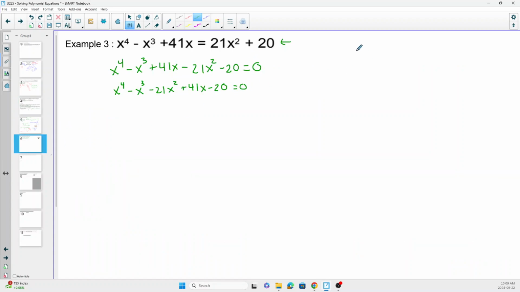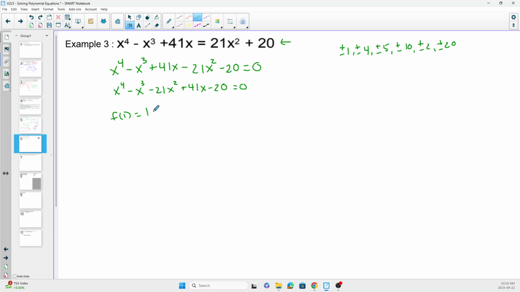Our c value is 20, so we have a lot of possible factors. We have plus or minus 1, plus or minus 2, plus or minus 4, plus or minus 5, plus or minus 10, and plus or minus 20. Any of those would be a good starting point, but to make our lives easier, we will begin with 1. What happens if we sub in 1?